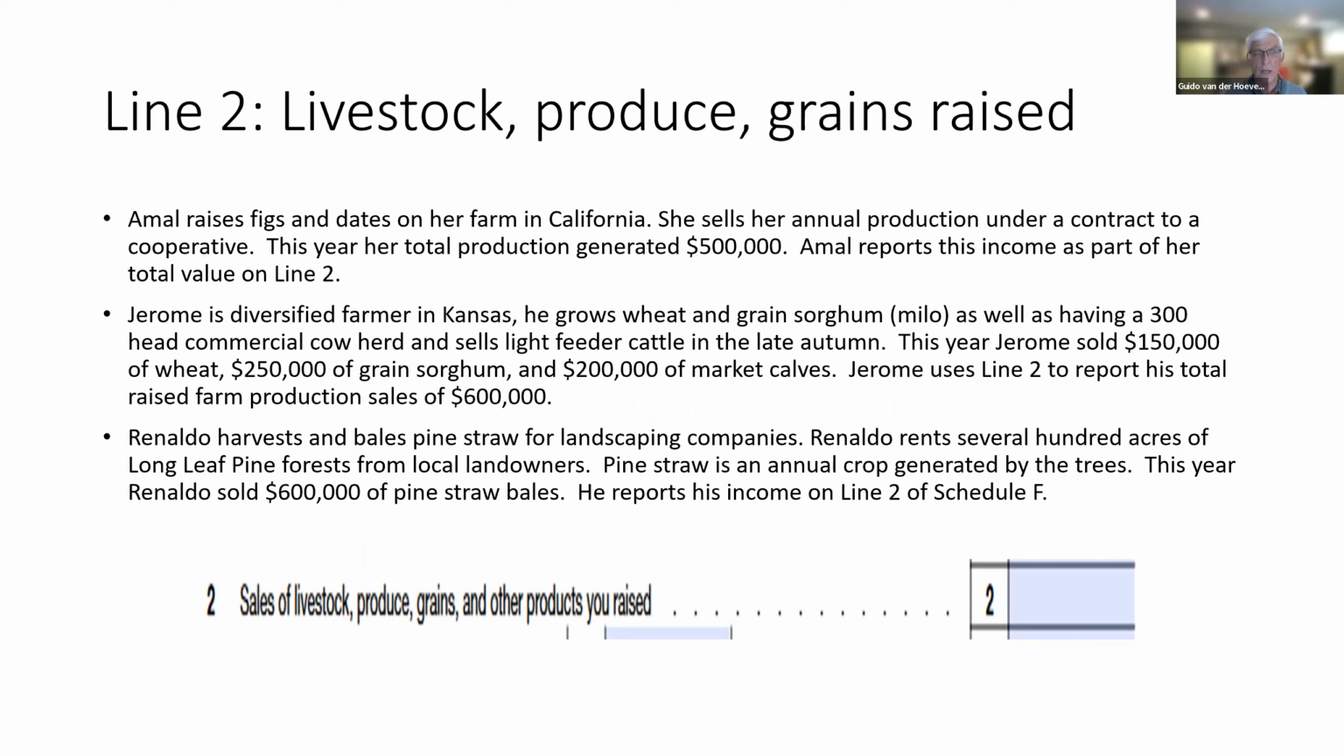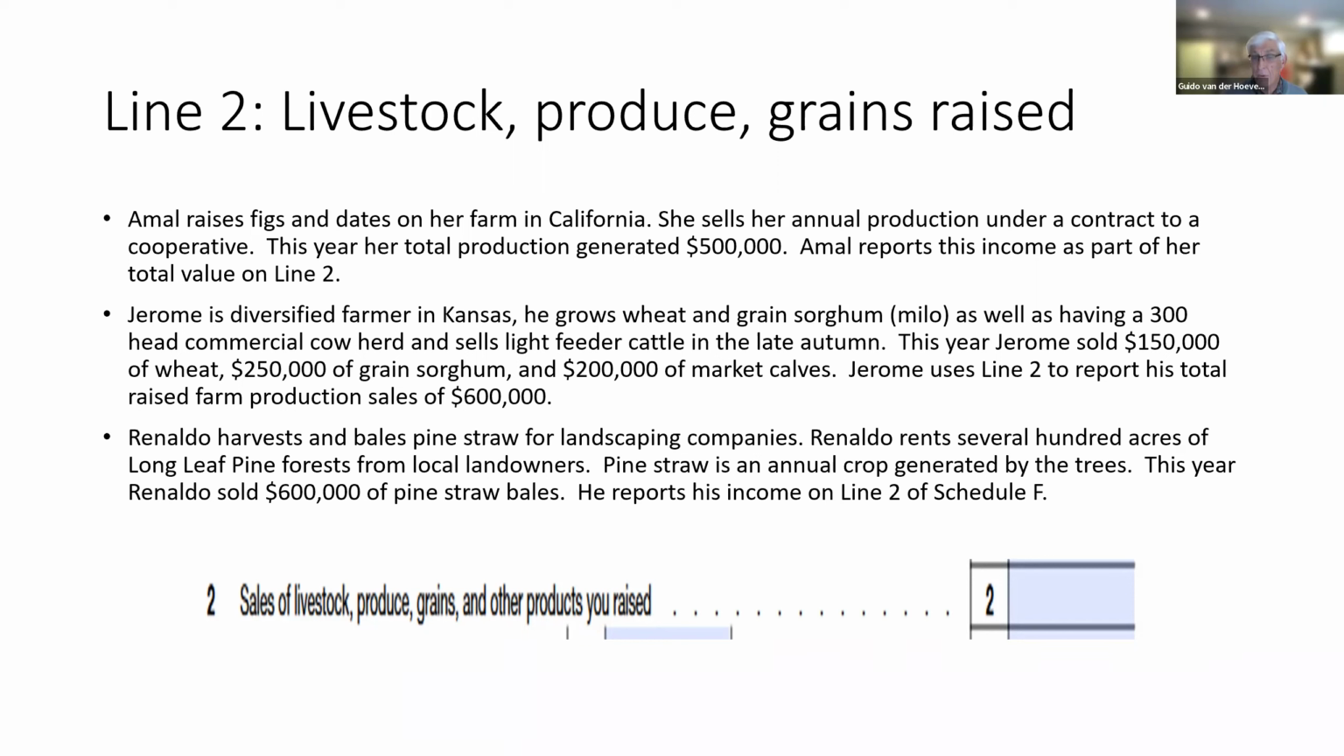The first one is Amal. She's growing figs and dates on her farm in California, and she sells that production under contract, and it happens to be to a co-op. She's generating total production of $500,000, and she's going to report that as part of her total income on line 2 of Schedule F.